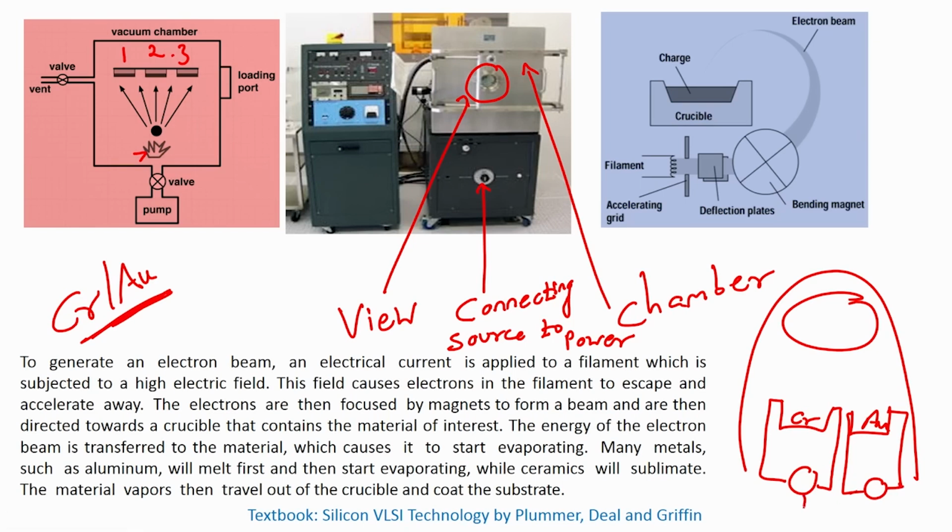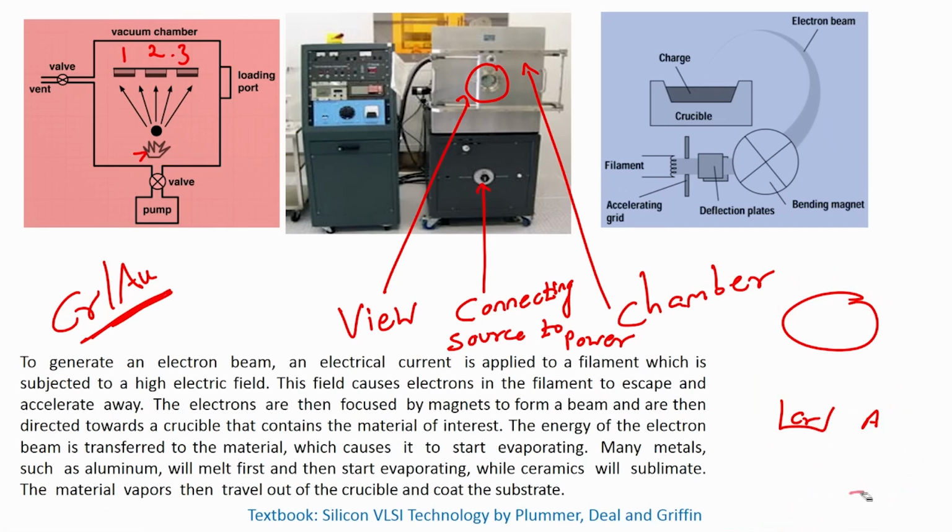So, I should have some kind of switch that will connect my power to either gold or chrome. In this case I have two boats, chrome and gold, or two sources, chrome and gold. What can I do? I have to connect the power either to chrome or to gold. That is the connecting port for the source to the power.